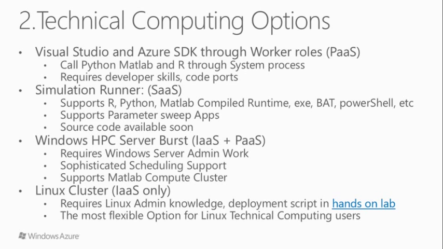The way it would work is that you go to Visual Studio, you say File, New Project, and you can add the type of roles you want. It could be a web role as your front end, and then worker roles sitting in the back end. Inside the worker roles, they can call Python, Matlab, or R through a system process. Essentially, you're doing P/Invoke to run these executables. This is very easy to do, and most developers have no trouble.